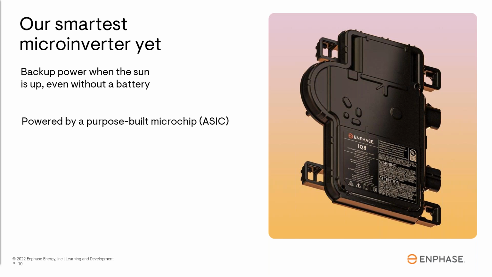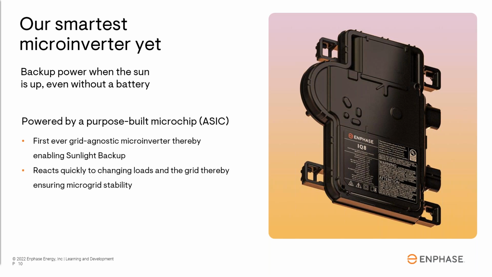The IQ8 has an advanced microchip called an ASIC, which is designed specifically for its function as a grid-forming or grid-agnostic microinverter. It's about 1,000 times faster than the previous generation, which allows it to adjust extremely quickly to changes in the electrical demand of the home, and this ensures stability of the microgrid.